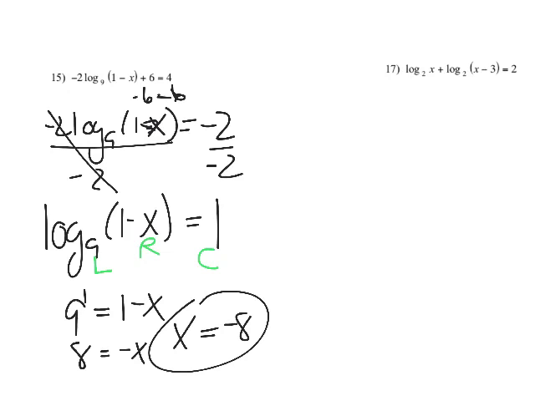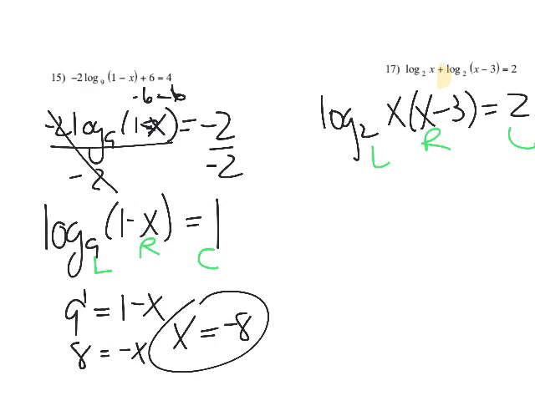So let's go on to number 17. Number 17 does use a little bit of our properties, right? If I have two logarithms that are the same base, and if I'm adding them, then basically whatever I've got, the x and the x minus 3, I'm actually going to multiply, and I will write them as one single logarithm. So I'm going to write log base 2 of x times x minus 3 equals 2. Okay? And of course, then you can go ahead from there to left, right, center.